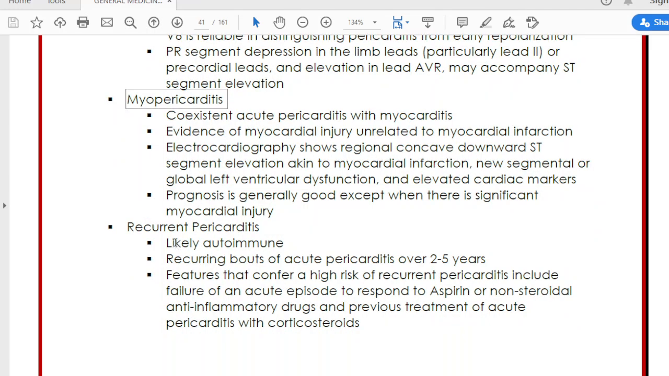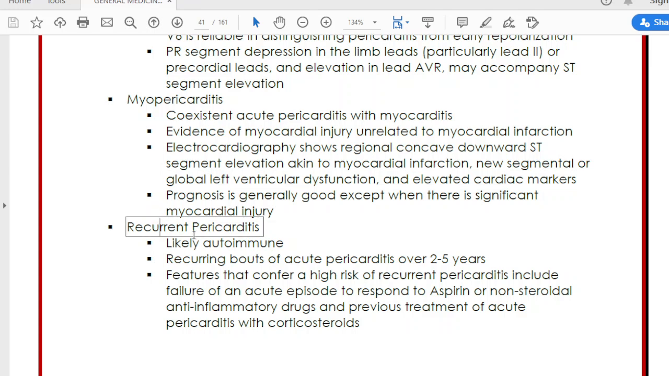Myopericarditis. Coexistent acute pericarditis with myocarditis. Evidence of myocardial injury unrelated to myocardial infarction. Electrocardiography shows regional concave downward ST segment elevation akin to myocardial infarction, new segmental or global left ventricular dysfunction, and elevated cardiac markers. Prognosis is generally good except when there is significant myocardial injury.